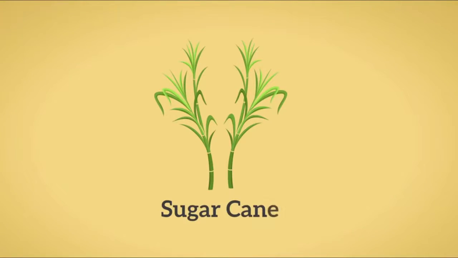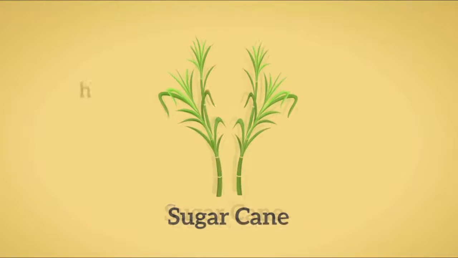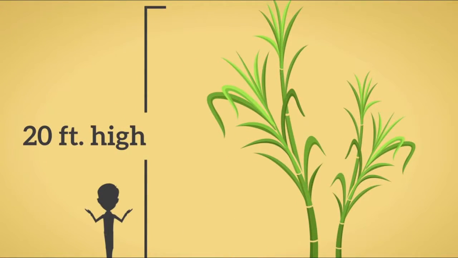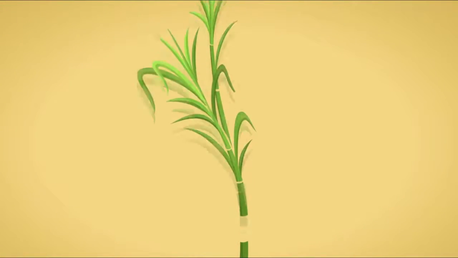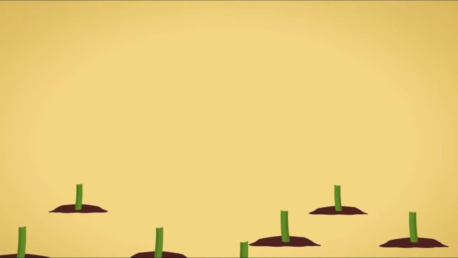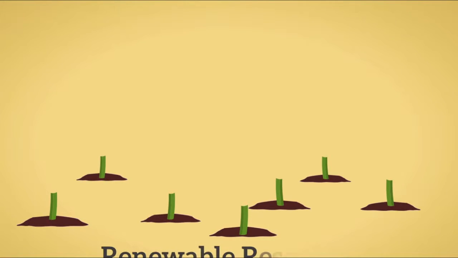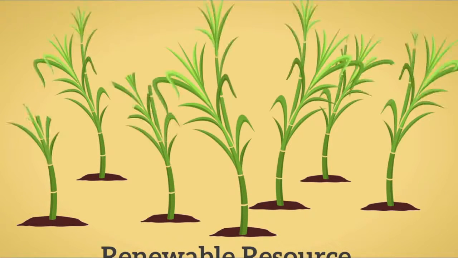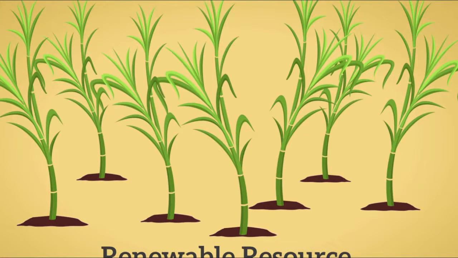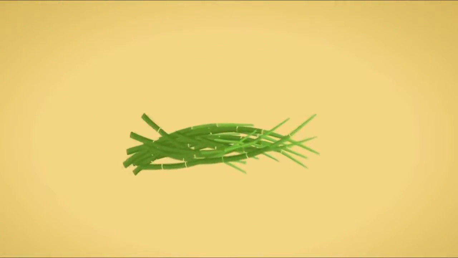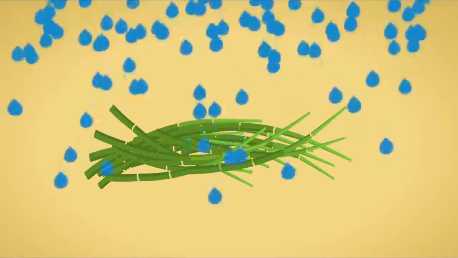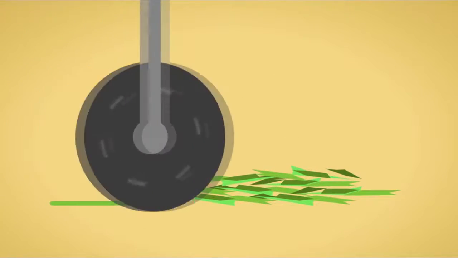Sugar starts with sugarcane, a tall tropical grass that can grow up to 20 feet high. When it is ready for harvest, the tops are removed, leaving the base stalks behind so they can grow into the next crop. Sugarcane is a renewable resource that doesn't have to be replanted to produce a new crop. After harvesting and transporting to the mill, the sugarcane is washed and cut into shreds. Next, huge rollers crush the cane, really hard.